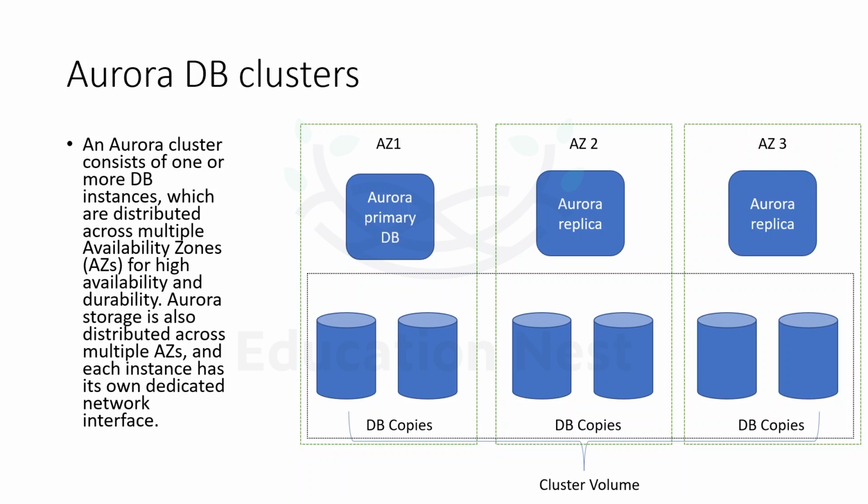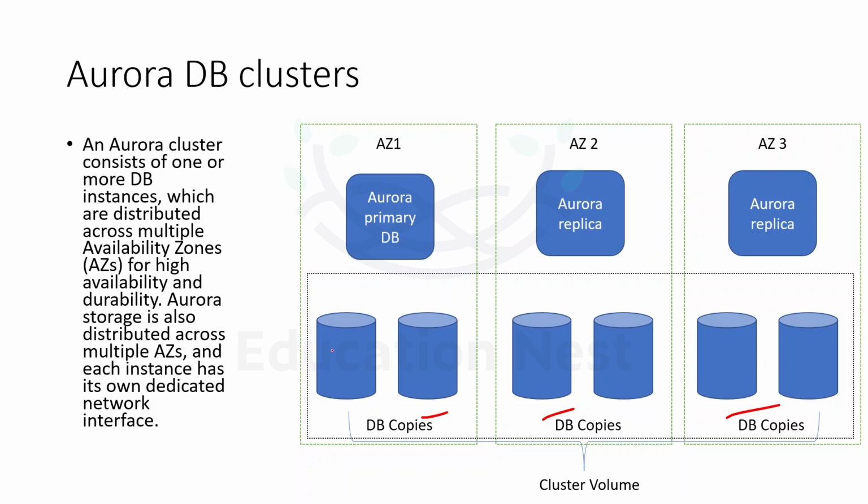So this is about DB clusters. An Aurora DB cluster consists of one or more database instances and a cluster volume. You can see this is the database instance and this is the cluster volume. The cluster volume is a virtual database storage volume that can span multiple availability zones, with each availability zone having a copy of the DB cluster data.